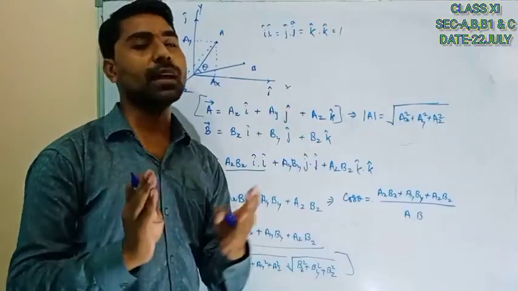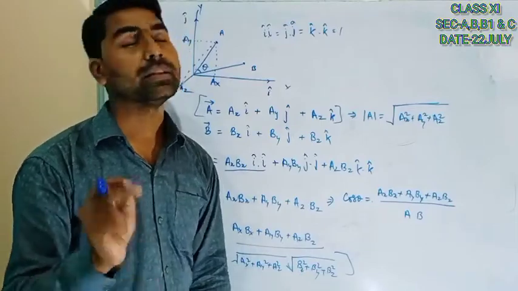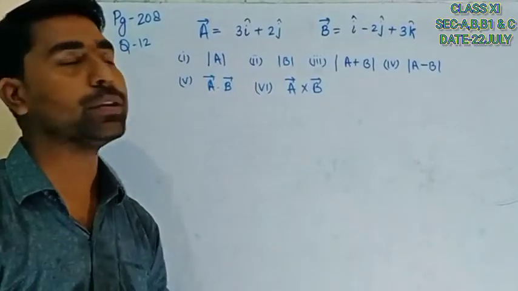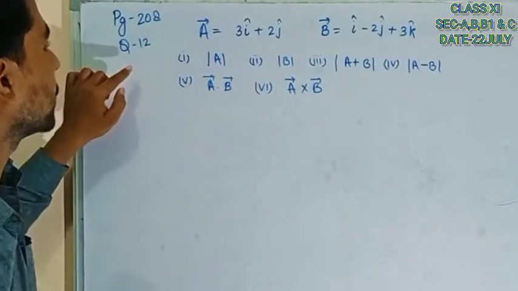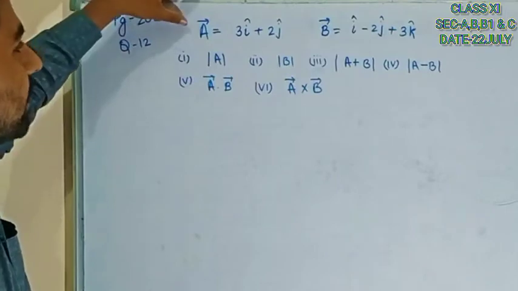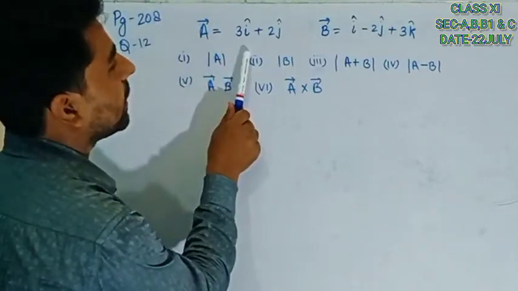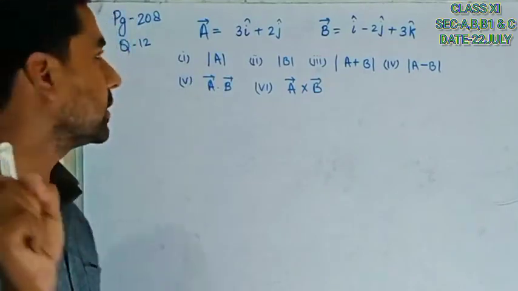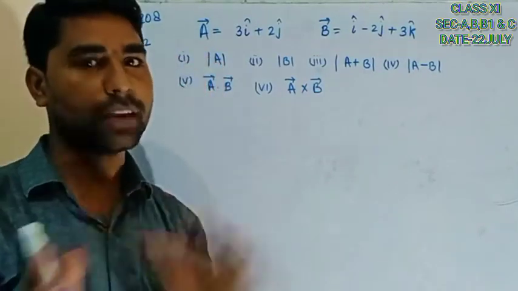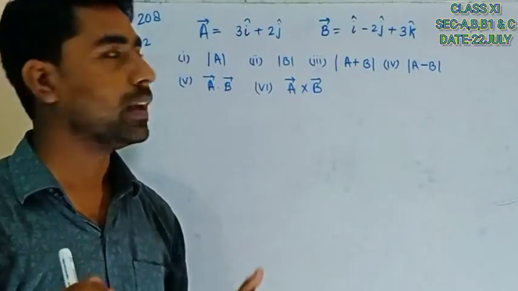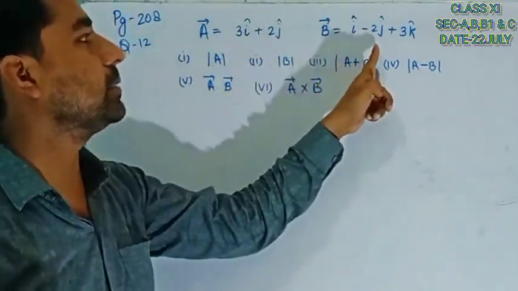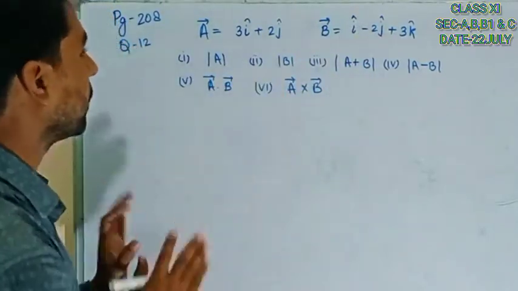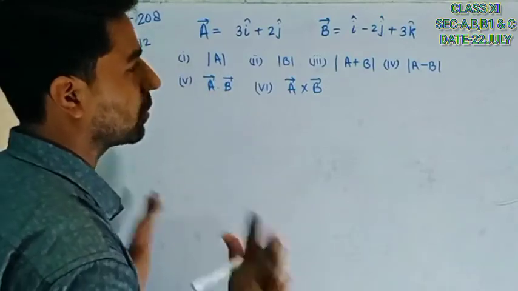Now this is the time that I am going to show you the numerical based on this. Then you can understand what I am talking about. So here I am going to show you one question, page 208, question number 12. It says that vector A is equal to 3i plus 2j and there is no k, meaning this vector is lying in the x and y plane, i and j cap only. Vector B is i minus 2j cap plus 3k cap. We have to do something. There are 6 parts of the question to do.